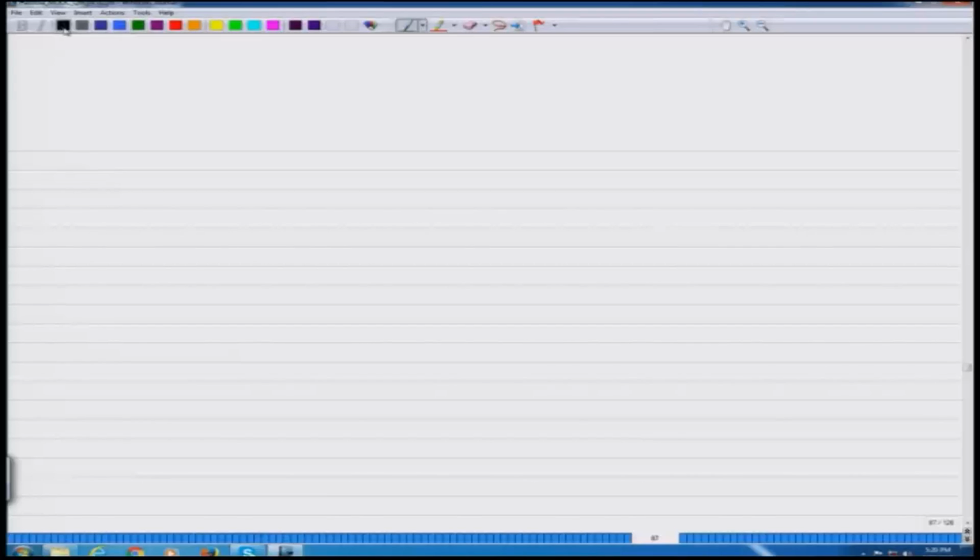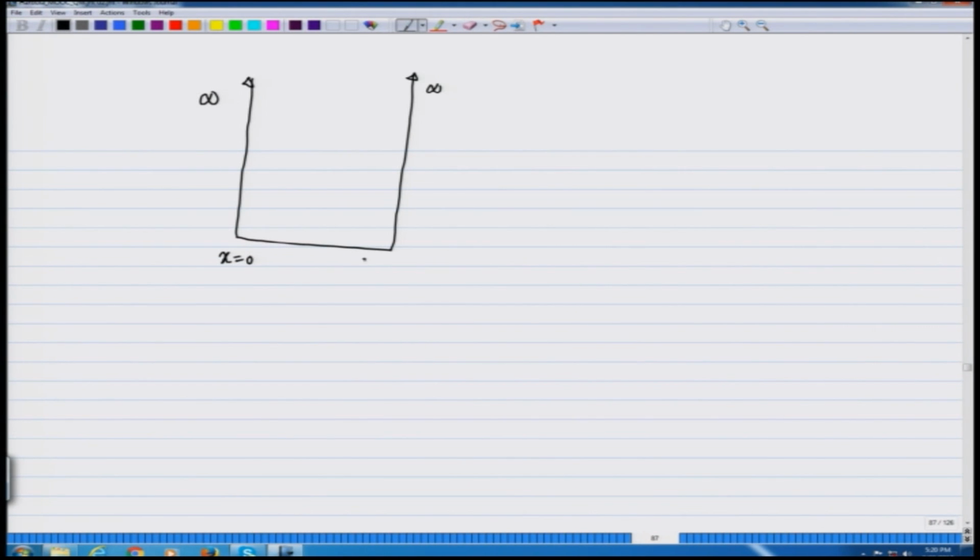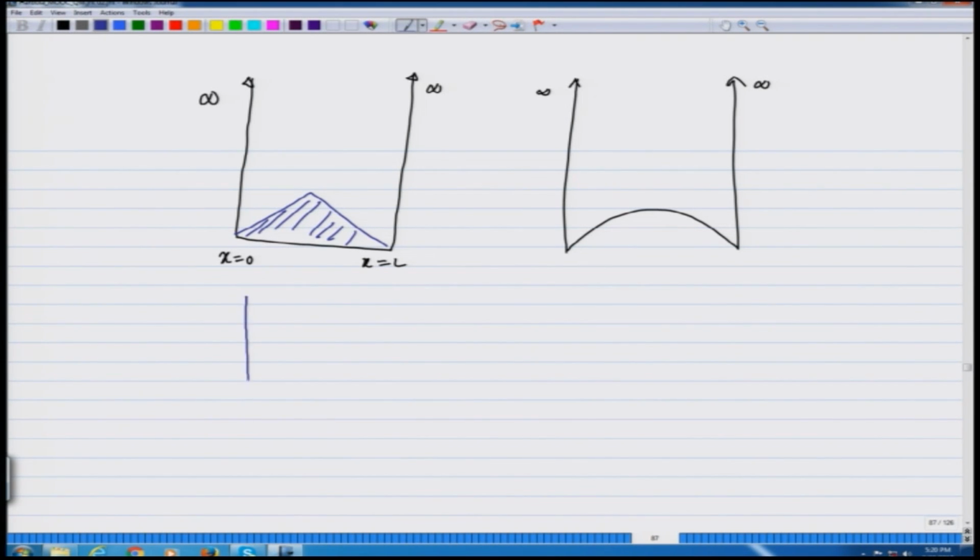However, all potentials are not amenable to this kind of treatment. For example, even if I take a potential where the potential becomes infinity at the boundaries, let us say x equals 0 and x equals L, but change the potential in between, suppose it is like this, or a potential which is like this, or in general a potential which is some arbitrary shape in between. How do I solve the Schrodinger equation?